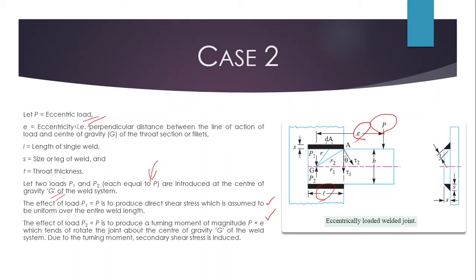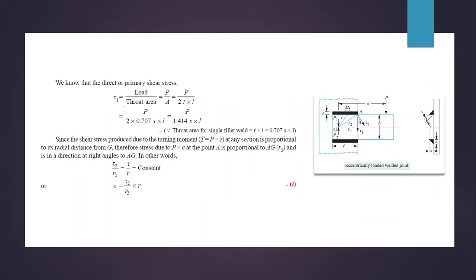That is the condition. Then we know that the direct or primary shear stress, tau 1, is equal to load by throat area, that is P by A, that is P by 2 into T into L. The 2 is for double fillet weld. Then P by 2 into 0.707 S into L is equal to P by 1.414 S into L. Throat area for a single fillet weld is equal to T into L, that is 0.707 S into L.